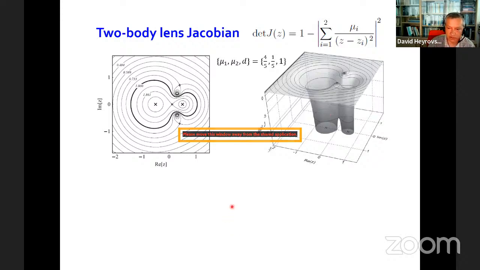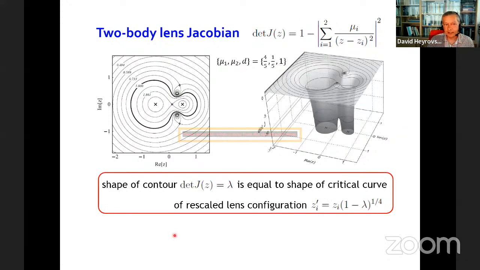And you can show that this is not just a coincidence, but you can show it really mathematically directly from this formula, that the shape of the contour of, let's say, Jacobian equal to some value lambda, is equal to the shape of the critical curve if you rescale the lens configuration by this factor. So if you go to negative values of the Jacobian, you get the critical curves of the wider configuration. And if you go to the positive values, you get critical curves of the configurations where you have the lenses closer together.